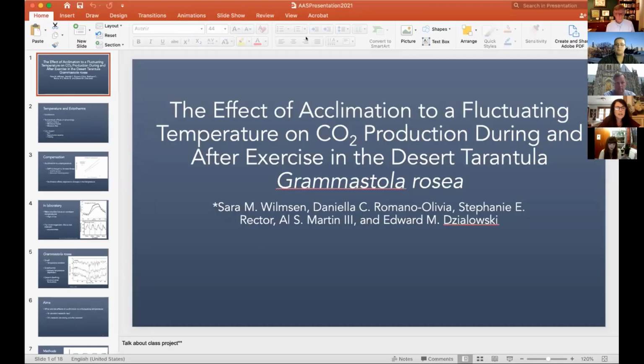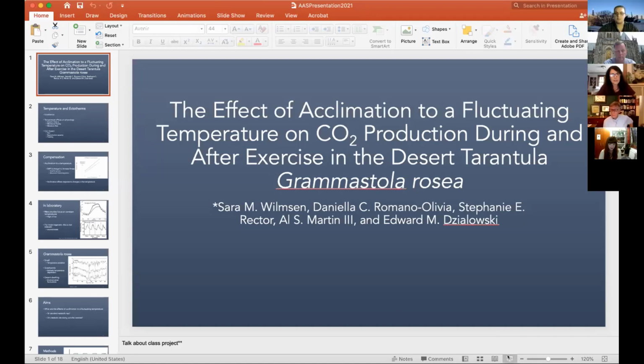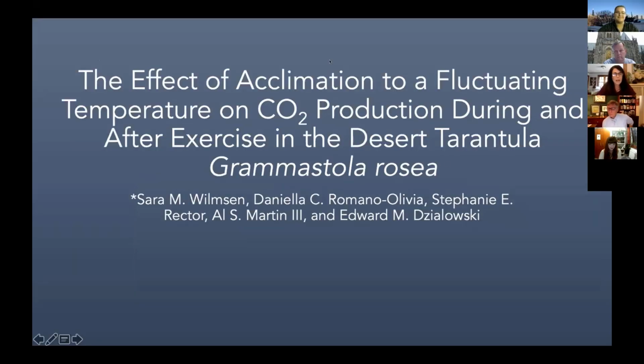Great. So if we're going to stay on schedule, yep, Sara is next. Sara Wilmsen is the last speaker of the session, and the title of her talk is The Effect of Acclimation to a Fluctuating Temperature on CO2 Production During and After Exercise in the Desert Tarantula Grammastola rosea. So Sara, do you want to go forward?